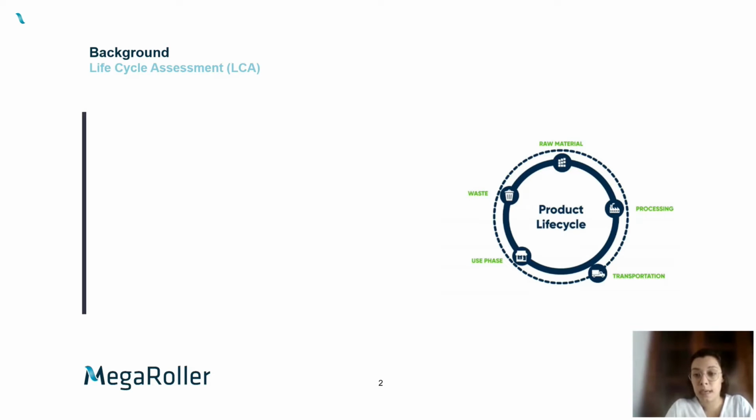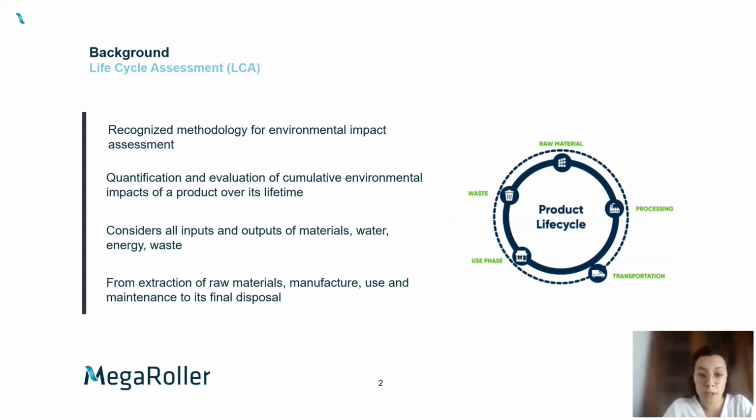Life cycle assessment is a recognized methodology for environmental impact assessment. The term life cycle refers to any major activities that happen in the course of a product's lifespan, from its manufacture, use, and maintenance stages to its final disposal, including the raw material acquisition and so on. This means that the tool provides quantification and evaluation of cumulative environmental impacts of a product over its lifetime, considering all inputs and outputs of materials, water, energy, waste.